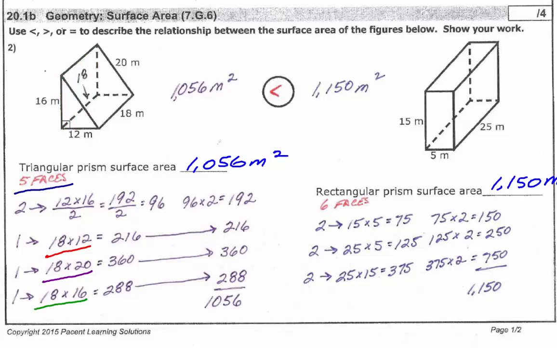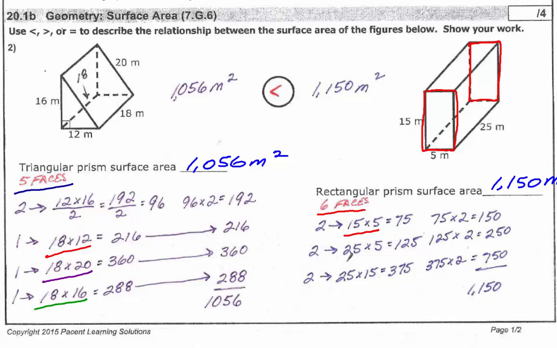Now, when we go over to the rectangular prism, it's actually a little bit easier. There are going to be 6 faces, and they're going to be pairs of rectangles. So here's the first face that I did, 15 by 5, and that's also going to match up with that face. So there are 2 of those.